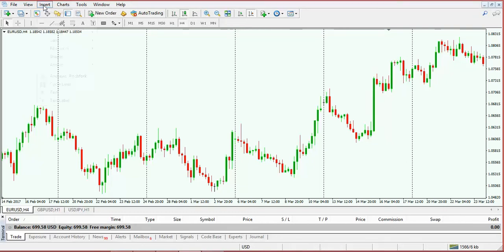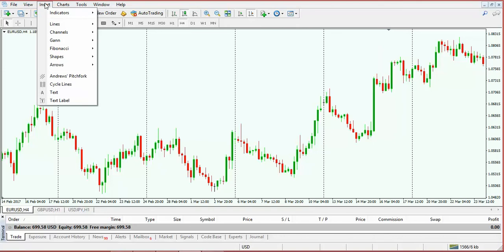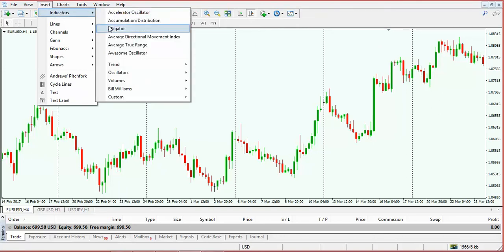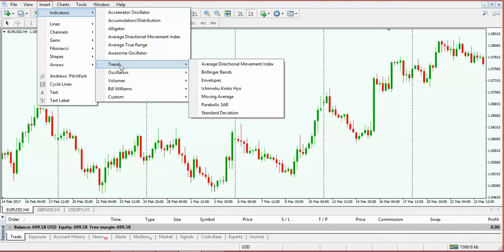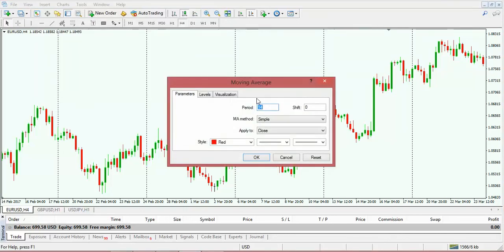Now if you want to get a moving average, you go to insert, then you come to indicators, then you go to trend, then moving average. Now you can set the period for it. Then you can set the MA, whether it's simple or exponential. Then that is that. So I use 30.